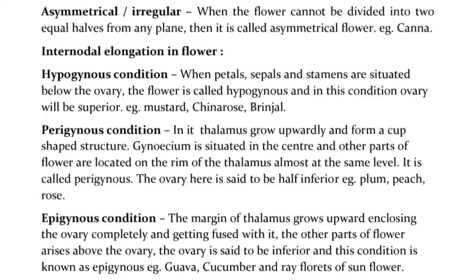Internodal elongation in flower. Hypogynous condition: when petals, sepals and stamens are situated below the ovary, the flower is called hypogynous, and in this condition the ovary will be superior, e.g. mustard, China rose, brinjal.